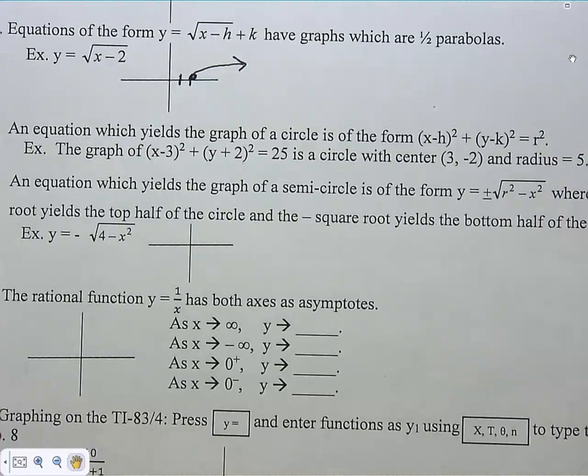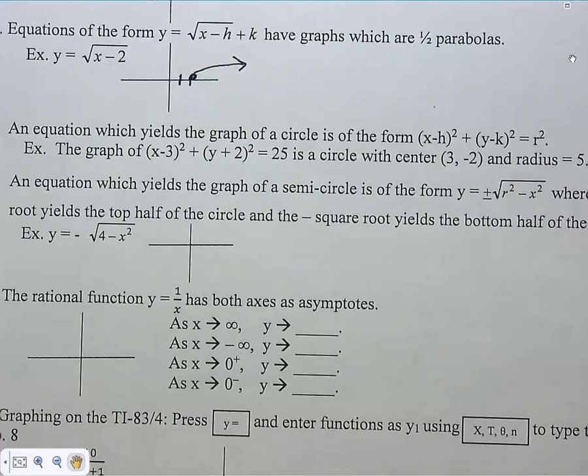So if you solve the equation of a circle for y, and you have y equals plus or minus the square root of something minus x squared, if you square both sides of that equation, you'll get the whole circle. But if you just solve for y and take just the plus or just the minus, you'll have a semicircle.